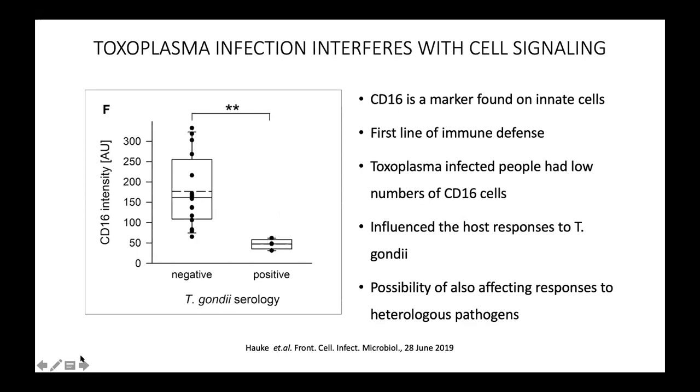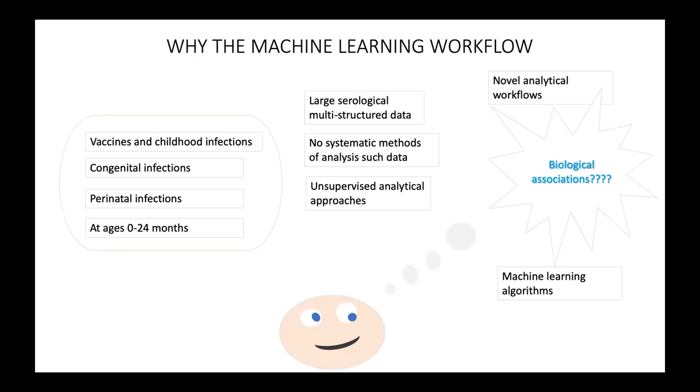If I wanted to look at all those congenital infections and how they would affect infants in terms of how they respond to different vaccines and different childhood infections over the first period of life, I would end up generating a lot of data, which is multi-structured. Currently there is no systematic way of analyzing such data without being biased, because you're testing for many things at the same time. So I wanted to devise a way of unbiasedly handling such data and drawing biological conclusions from it.